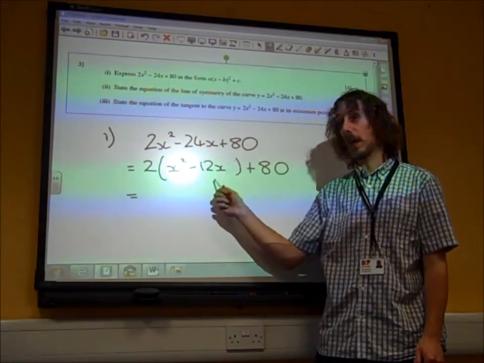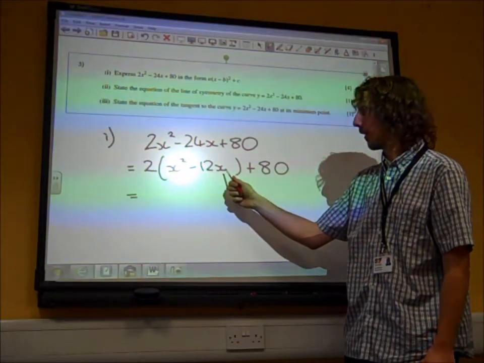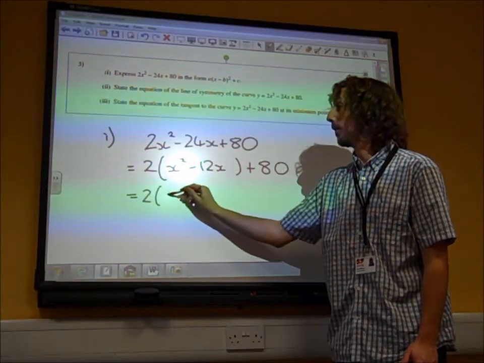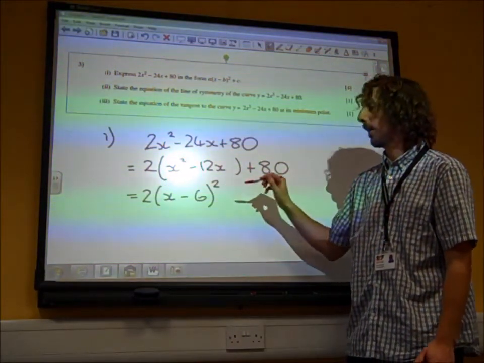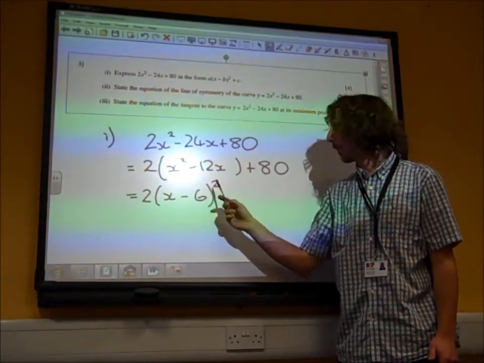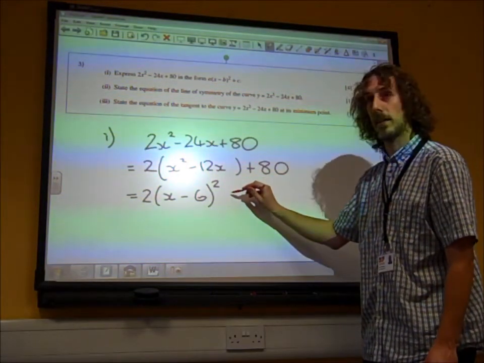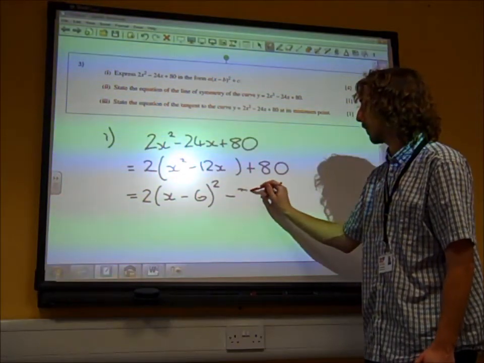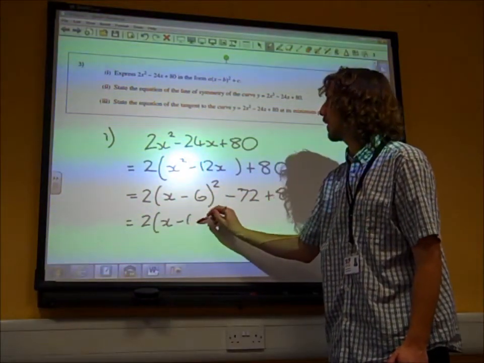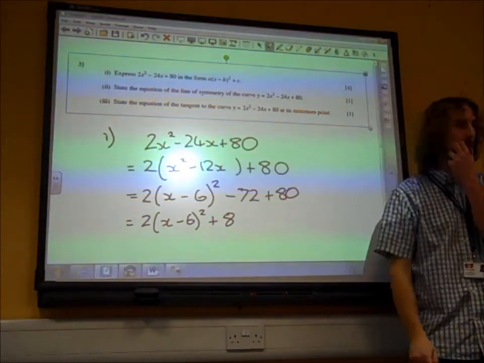What do we do next? We've now got this minus 12 there, so we're going to complete the square. Half of the 12 is going to make it a minus 6 in there. Now when we multiply this out, that will leave us with a plus 36, but it would happen twice. So we want to take away that twice 36 that we have, plus 80. So this is 2 lots of (x minus 6) all squared, plus 8. Can we agree with that?